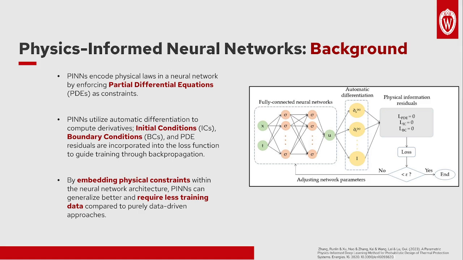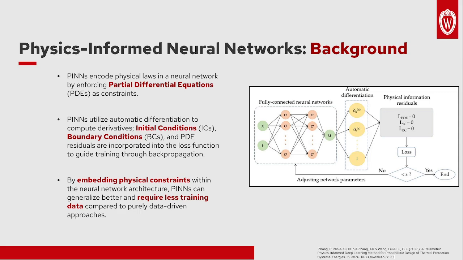Please note that accurate and convergent solutions are predicated on residuals being accurate themselves. By embedding physical constraints within the neural network architecture, PINNs are able to generalize better and require less training data compared to data-driven approaches. Note that data for physics-based problems are quite hard to come by, and this is a large reason why PINNs are studied. It's why they are more efficient than data-driven approaches.